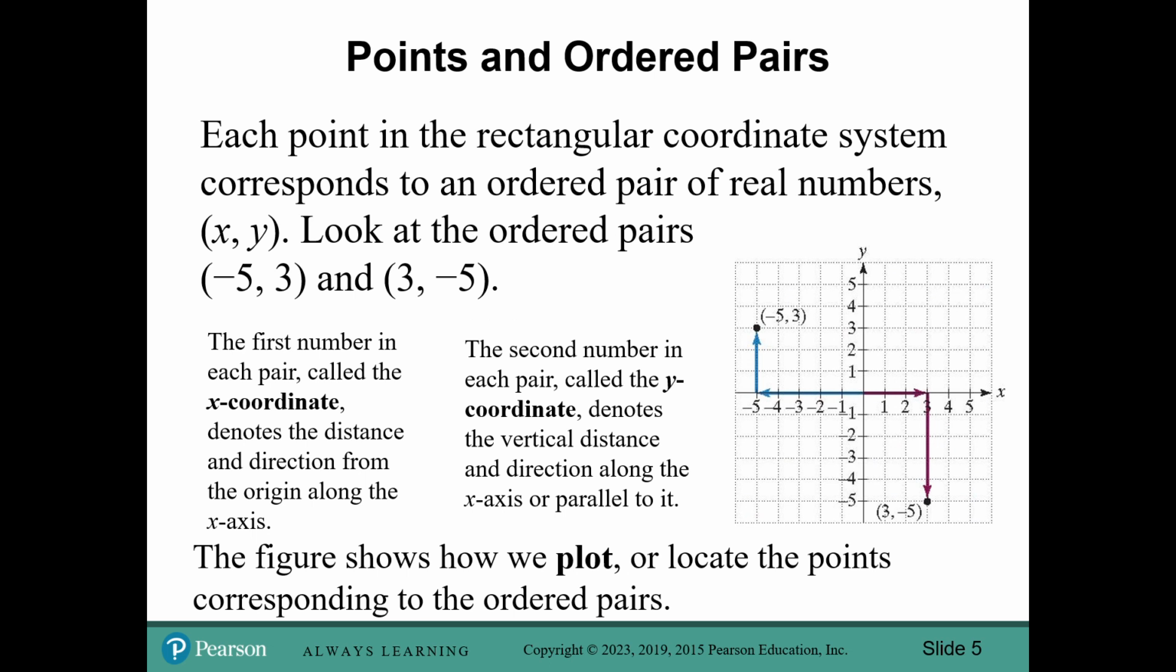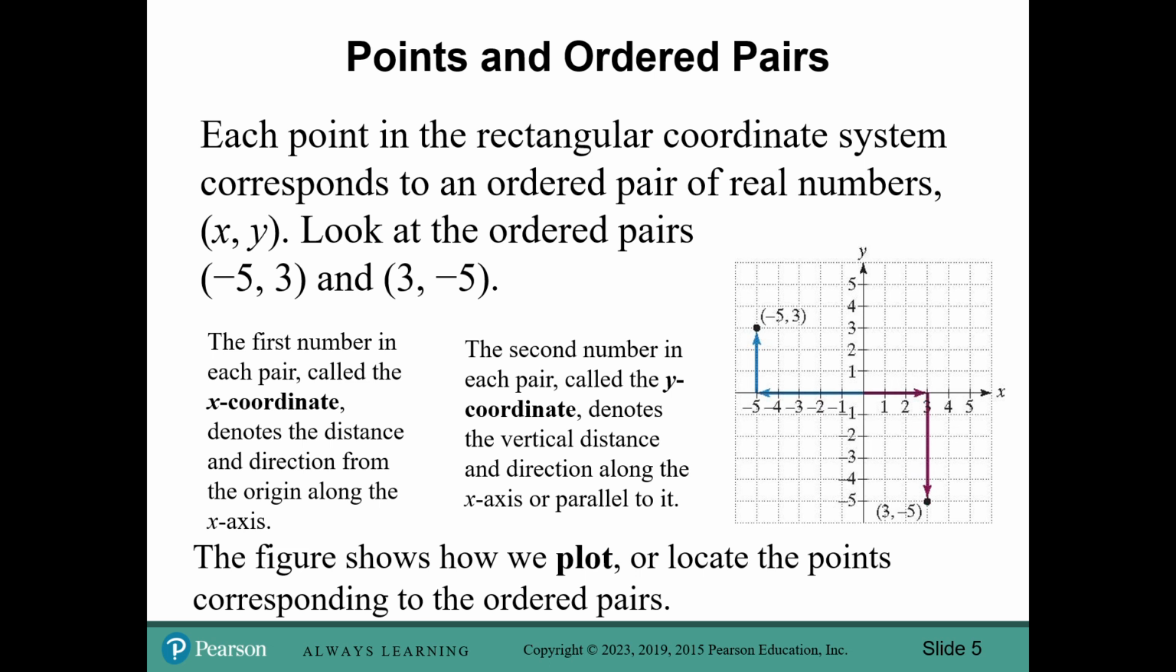Look at the ordered pairs, -5, 3, and 3, -5. So, let's look at the first one, -5, 3. For -5, 3, we travel left on the x-axis 5, and then we travel up 3. That's how we get to -5, 3. To get to 3, -5, we travel 3 on our x-axis and down 5 on our y-axis.